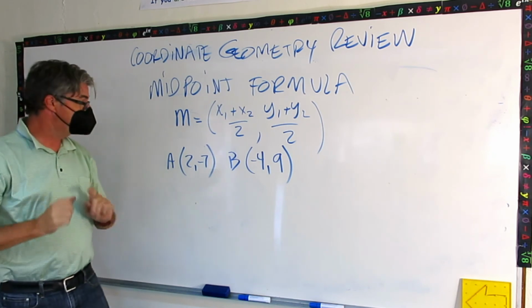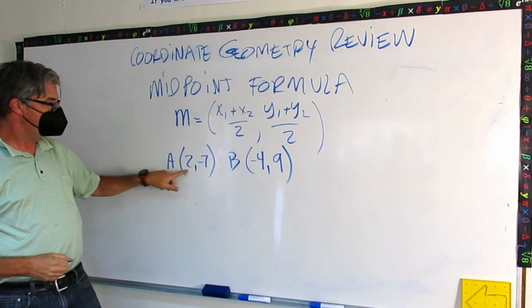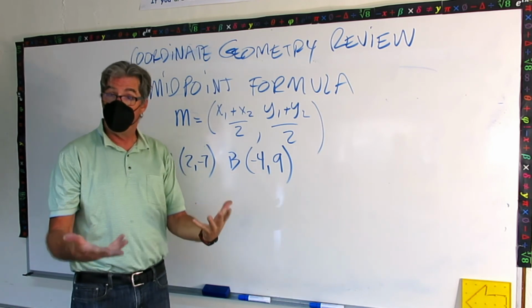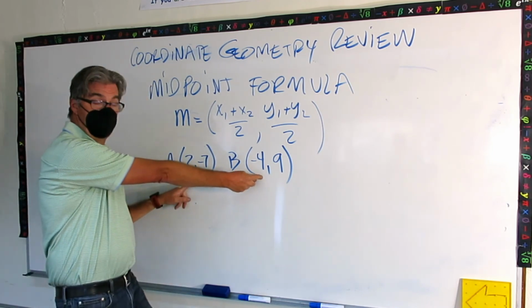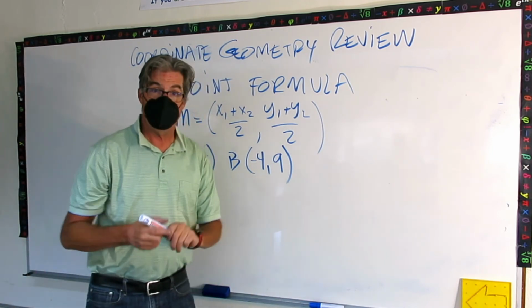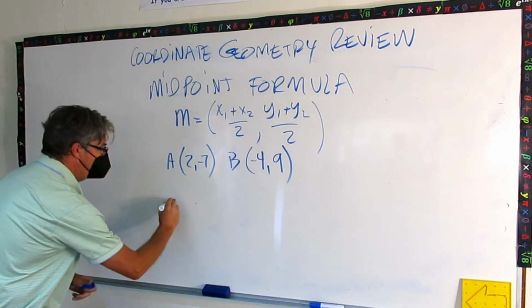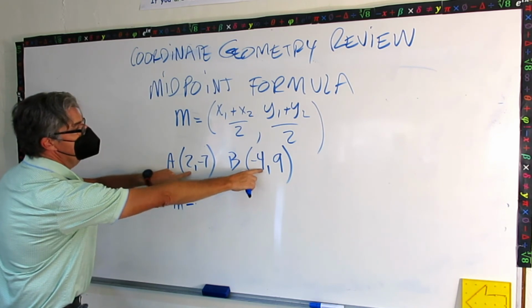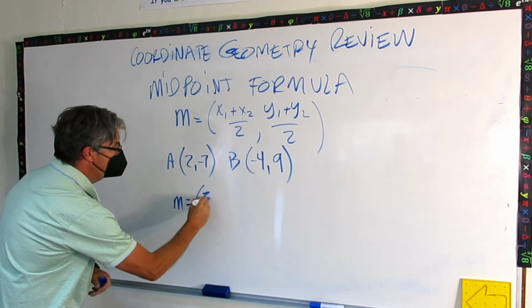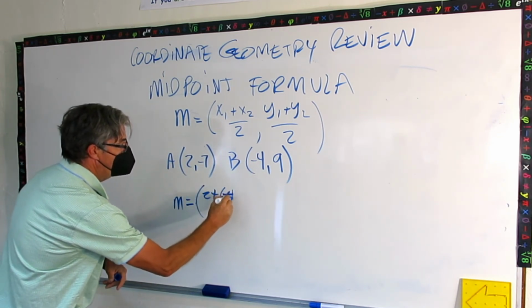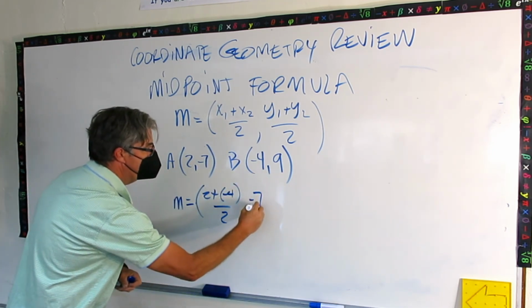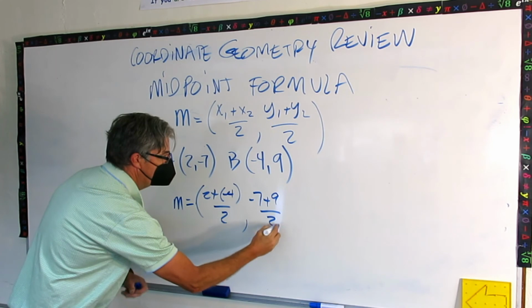Okay? So let's do an example. I have two points, A (2, -7) and B (-4, 9). And let's find out what the midpoint of the segment connecting these two points is. So you want to pay attention to your plug-in step. The midpoint is going to be the two x coordinates added up. So that's going to be (2 plus -4) over 2, comma, and then the y coordinates, (-7 plus 9) over 2.